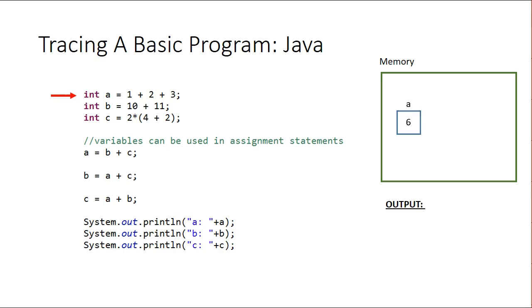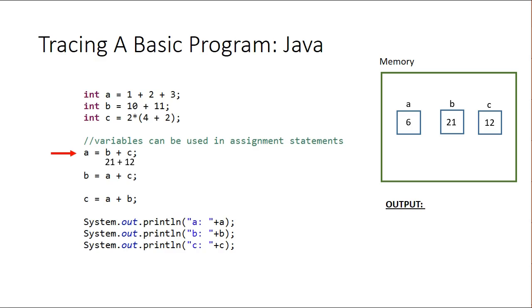So let's trace it. So the first line there creates an integer, and it calculates the number 6 and puts that into memory right there. The next line creates another integer called b, puts 21 in it. The next line creates another integer called c, and puts 12 in it. And all that's happening is we're just evaluating the right side of the expression, and then whatever we get, we put into the left side variable.